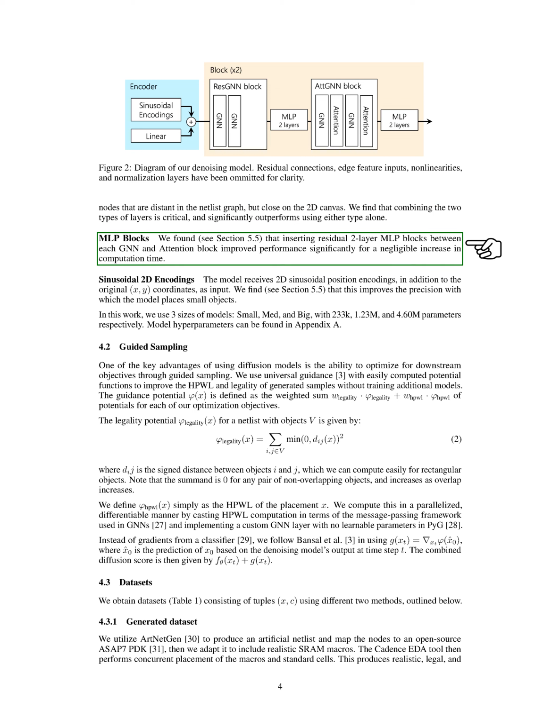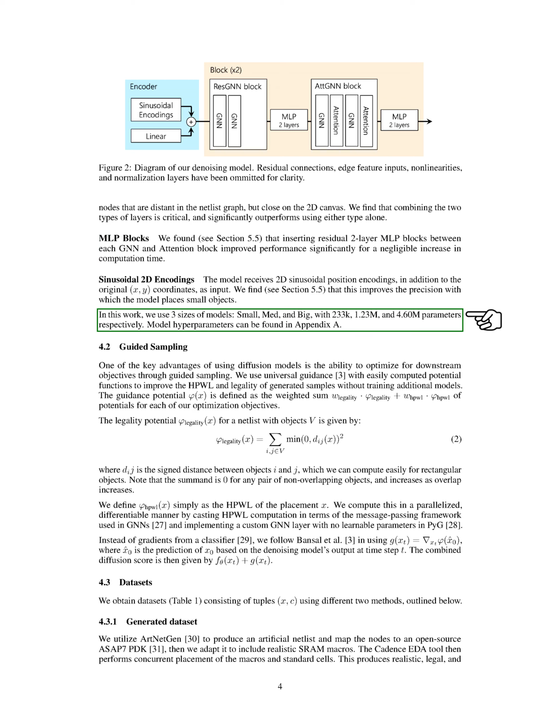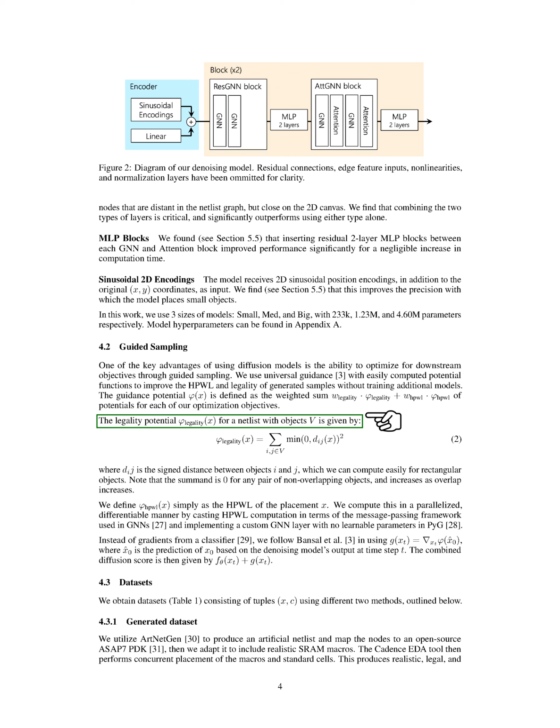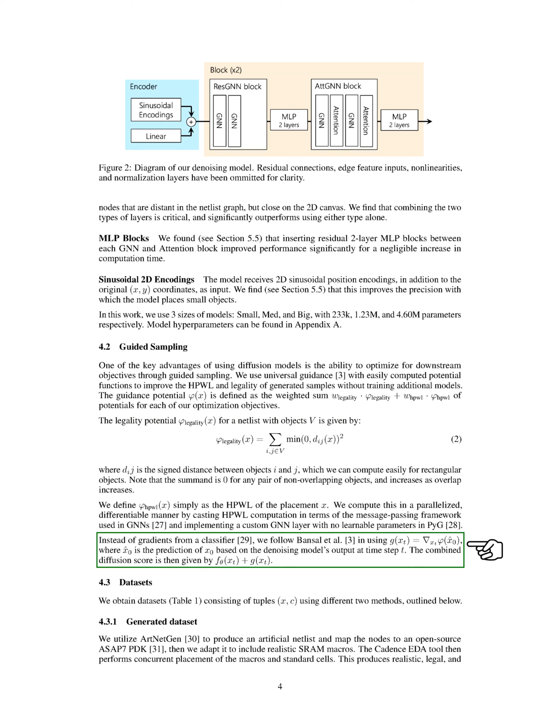Additionally, we use sinusoidal 2D encodings alongside original coordinates to improve object placement precision. We work with 3 model sizes: small, med, and big, each with varying parameters. Guided sampling is a key feature of diffusion models, allowing us to optimize for objectives like HPWL and legality without extra training. We use universal guidance with potential functions to enhance generated samples. The legality potential considers the distance between objects, while the HPWL potential is simply the wire length. By combining these potentials, we can improve the quality of placements effectively.